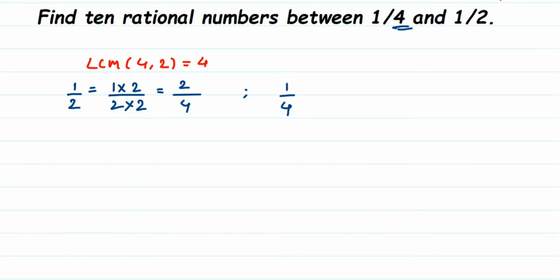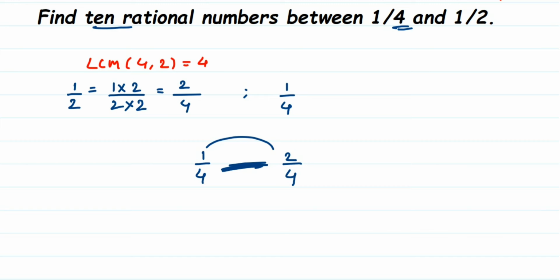Now if you see these two numbers, we have 1 by 4 and 2 by 4. There is no gap between them. After 1 by 4, the next number is 2 by 4, right? There is no gap between them. Then how do we find 10 rational numbers between these two rational numbers?